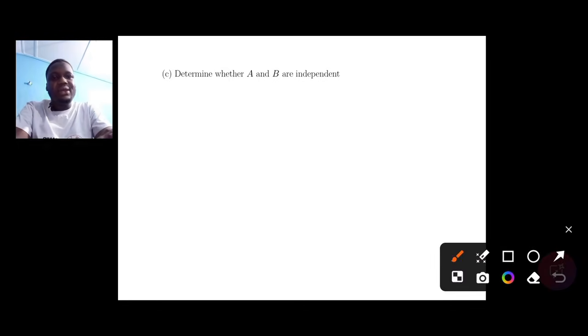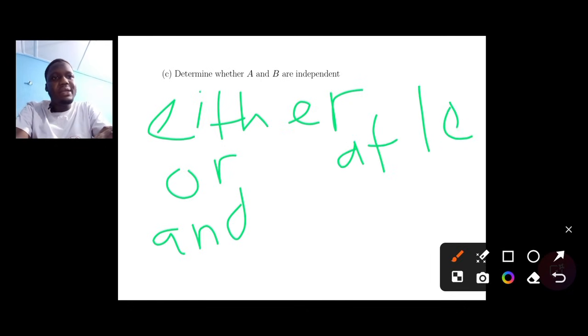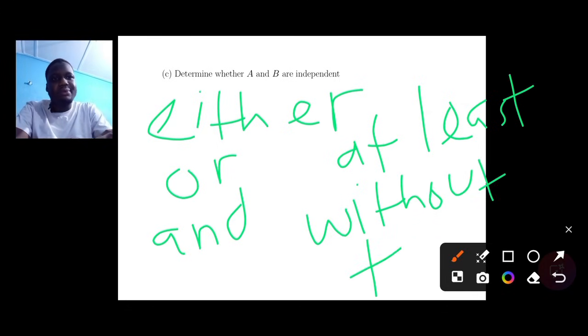So to summarize, we saw a term called either, which means a union. We saw or, which also means a union. We saw and, which means to multiply. We saw at least, which is a complement of none. And we saw several other important terms. And one of them too that you should note is how with replacement behaves when the plus sign comes in.